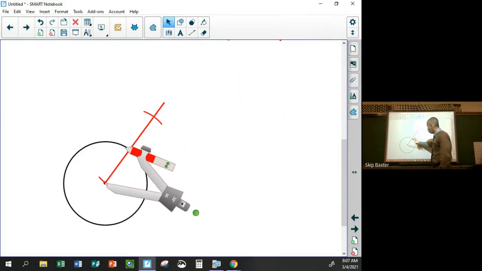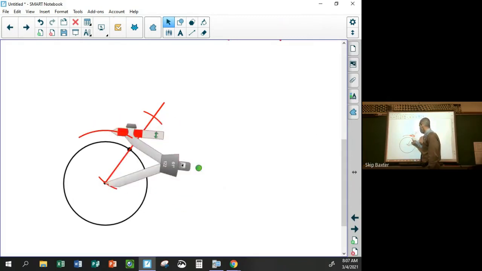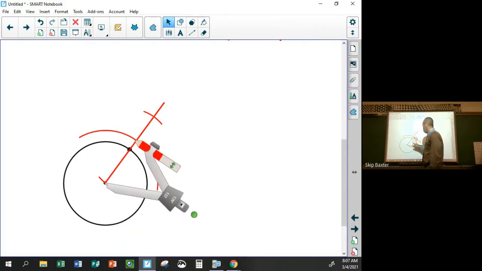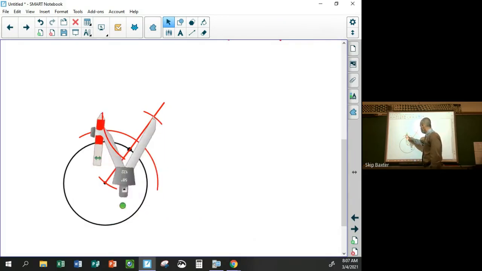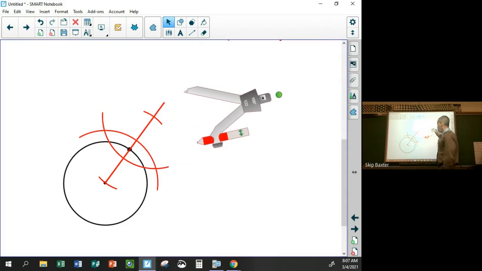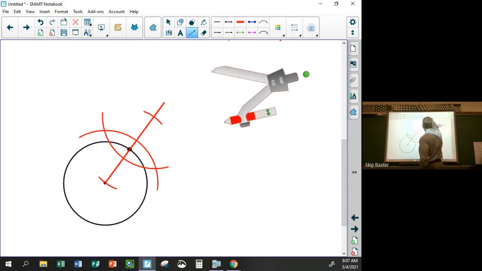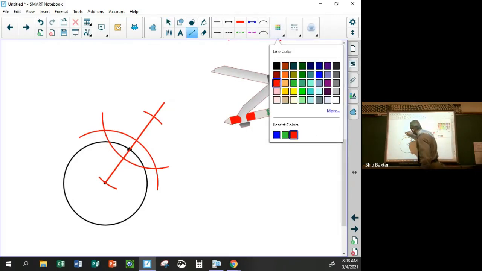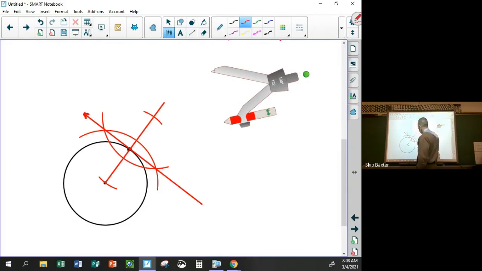Then do the perpendicular bisector construction on that little segment I created. I have an arc going this way. Put my compass around. I have an arc going this way. And then just draw my tangent line. And I'm done. Any questions on that?